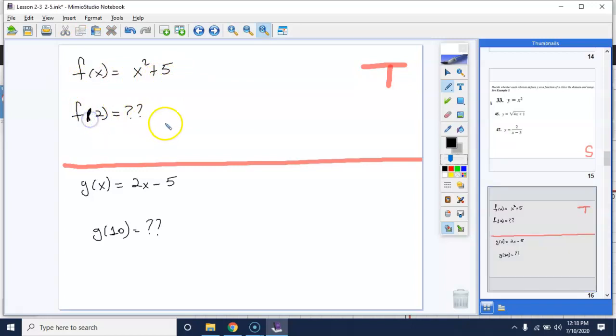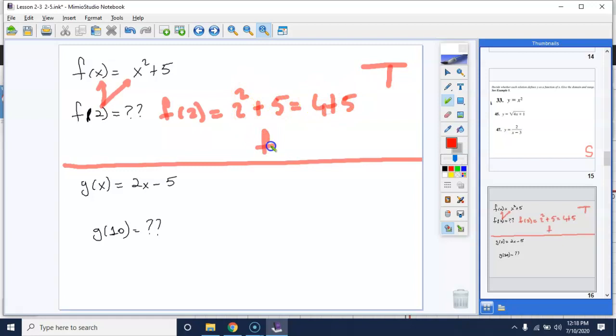To do so, I'm going to take this 2 and write it in for x. That's all we do. So I'm going to have f(2) equals 2 squared plus 5. 2 squared is 4, plus 5. So f(2) should be equal to 9. That's my answer. That's how we evaluate them. All you're going to do is replace x.